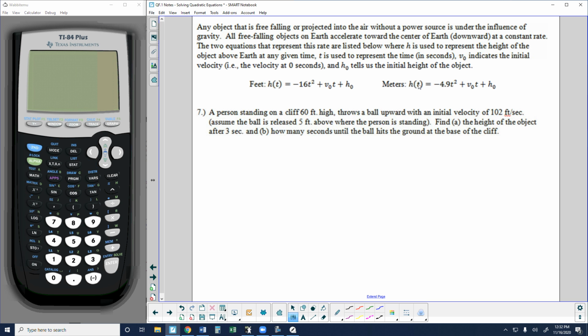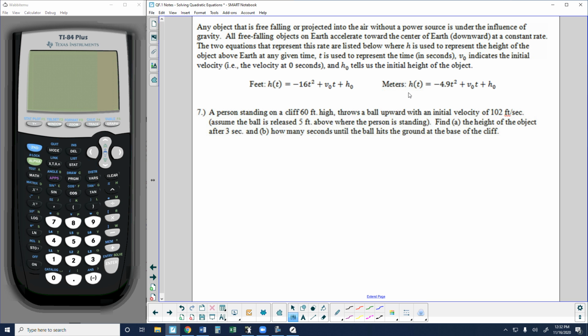Over here, we have h of t with respect to meters. The only difference is the leading coefficient, because that is the effect of gravity on an object in meters per second as opposed to feet per second. So these two equations we can use to help us identify the height of an object. Now, they're quadratic equations, so we're going to be able to use our quadratic solving methods. So let's take a look at an example here.